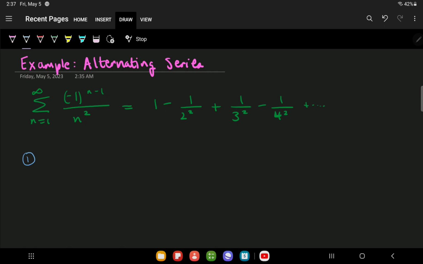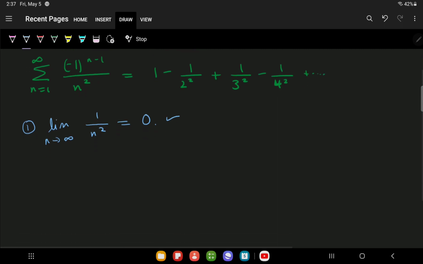First, we need to check the nth term part of this. So if we take the limit as n goes to infinity of 1 over n squared, well, what do we know? The denominator goes to infinity. If the denominator is larger, the fraction goes to 0. So the limit is equal to 0.